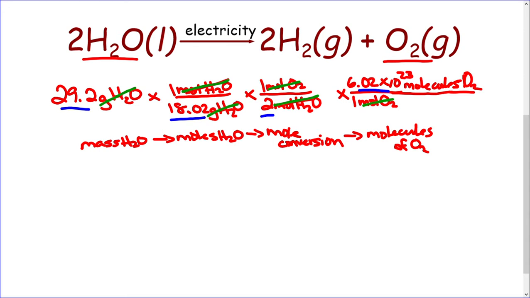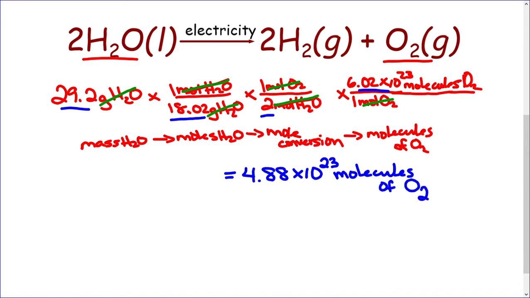So if I were to multiply all those correctly, at the end of the day, I should get 4.88 times 10 to the 23rd molecules of O2. Okay, so again, try it in your calculator. Make sure that you can get that to work out for you, and ask any questions if you're not sure. Okay, so that's my next part.